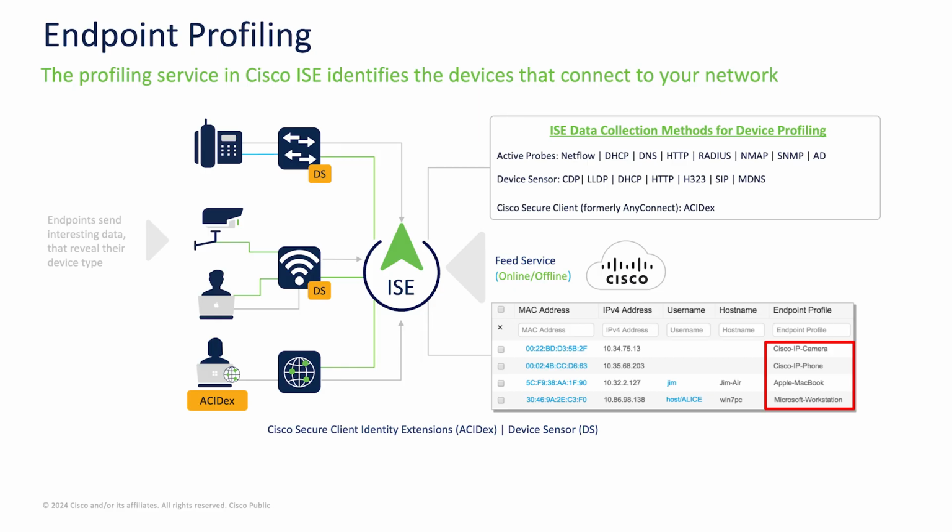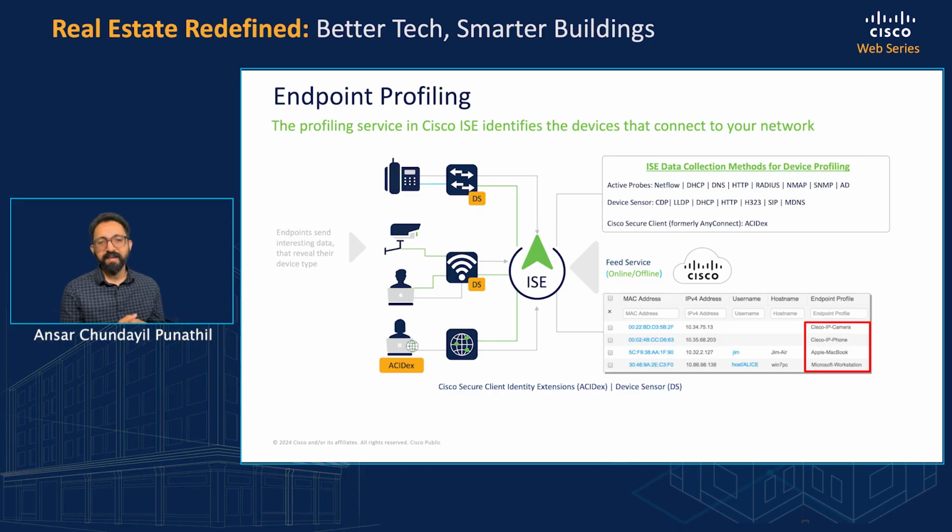Earlier in this presentation, we emphasized the importance of gaining visibility into endpoints as the foundational element for implementing least privilege access. ISE endpoint profiling is instrumental in achieving this visibility by providing detailed insight into endpoints connected to the network. ISE utilizes various probes, including NetFlow, DHCP, DNS, HTTP, RADIUS, Nmap, SNMP, AD, CDP, LLDP, and more to collect protocol data from each of these endpoints.